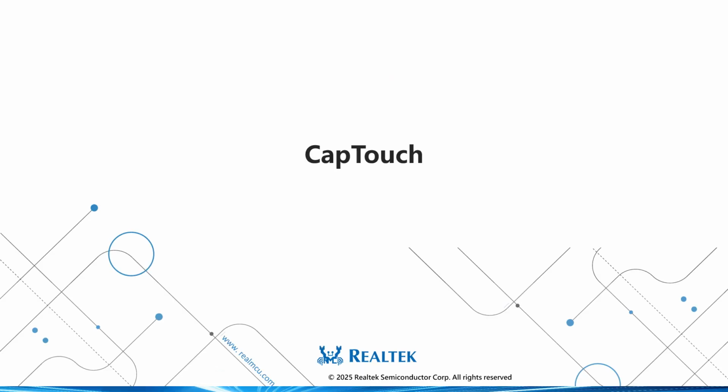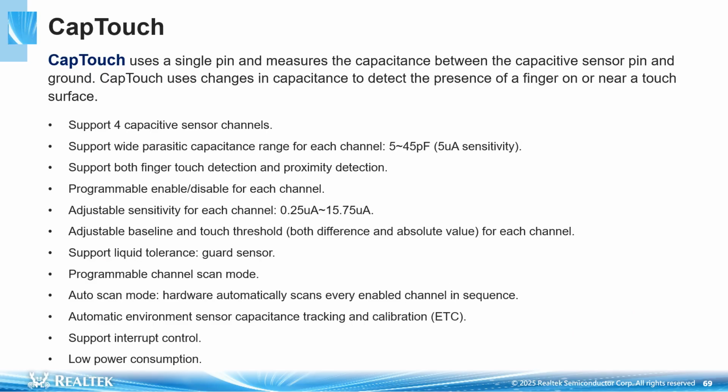Next, we will introduce CapTouch. Capacitive touch controller uses a single pin and measures the capacitance between the capacitive sensor pin and ground. Capacitive touch controller uses changes in capacitance to detect the presence of a finger on or near a touch surface.